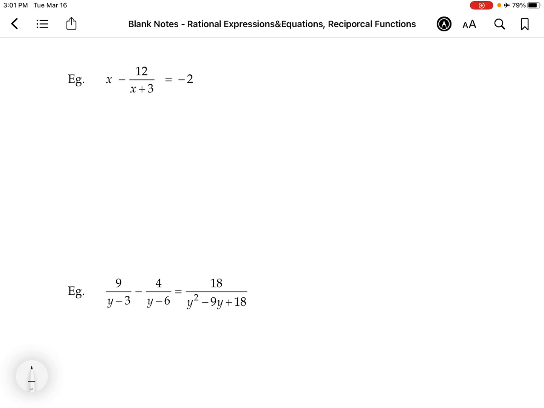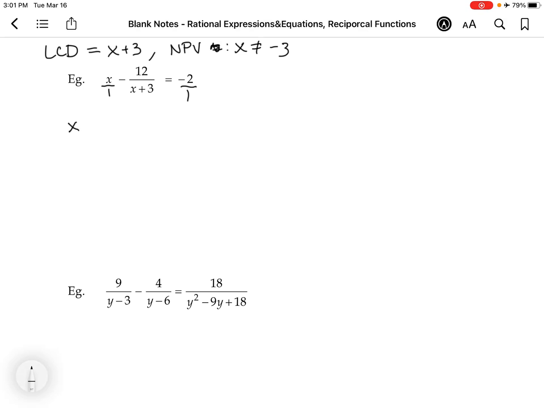Here we go. x minus 12 over x plus 3 equals negative 2. Well, it doesn't look like these two terms, x and negative 2, have denominators, but they do. Their denominators are 1. So between these three denominators, I've got a denominator of 1, a denominator of x plus 3, and then another denominator of 1. My LCD there is x plus 3, right? And by the way, everything's factored, so that's nice. I don't have to worry about that. My non-permissible value is x cannot equal negative 3.